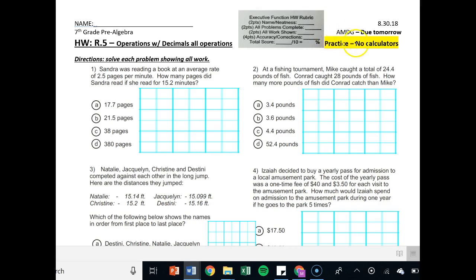All operations is practice, no calculators. It's due tomorrow, and remember you have your mid-unit quiz tomorrow. So this will really help you out if you understand it.